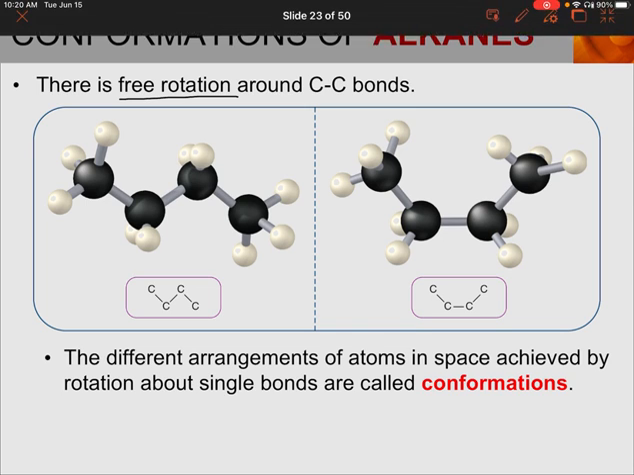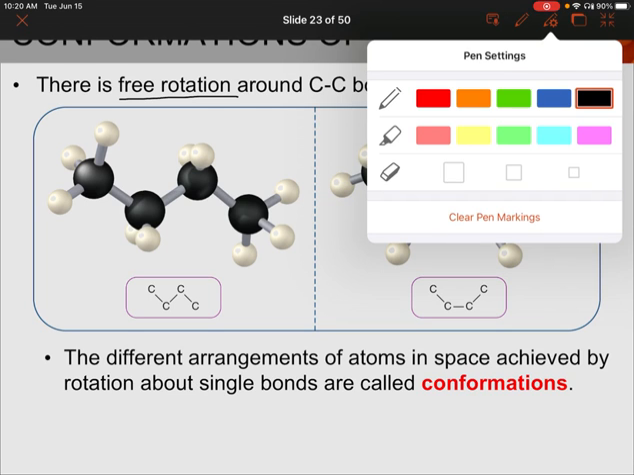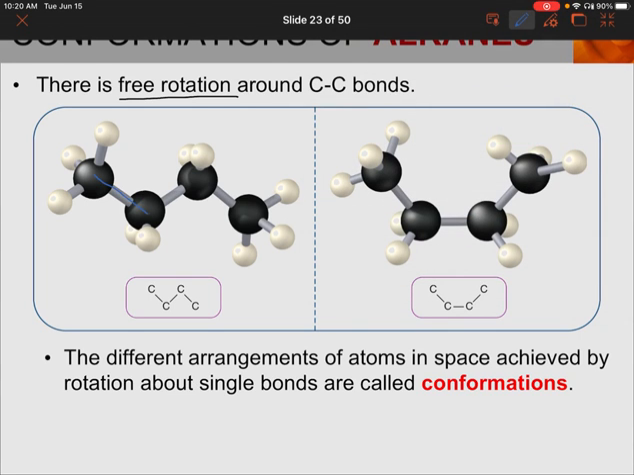So for instance, if we're looking at butane, which is this 4-carbon chain, we could position it where everything is in kind of a zigzag pattern, or we could rotate that last carbon up, and now we have kind of a, let's see, a boat-looking conformation. So these different arrangements of atoms in space achieved by rotation about single bonds are called conformations. So just remember that you can freely rotate these atoms.